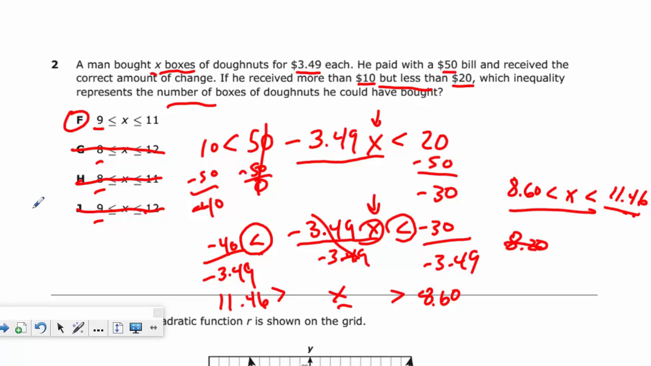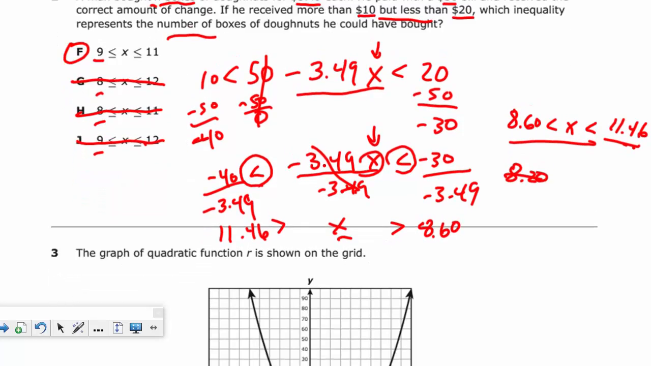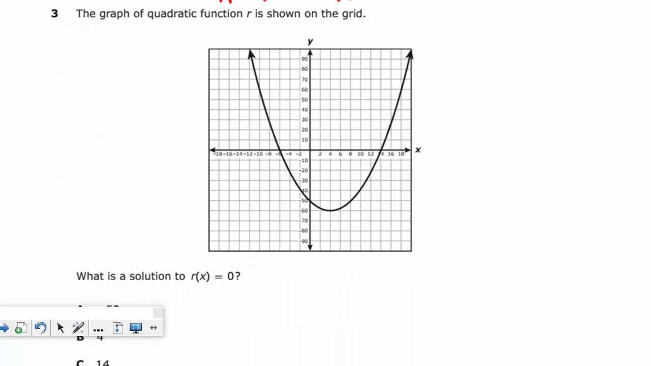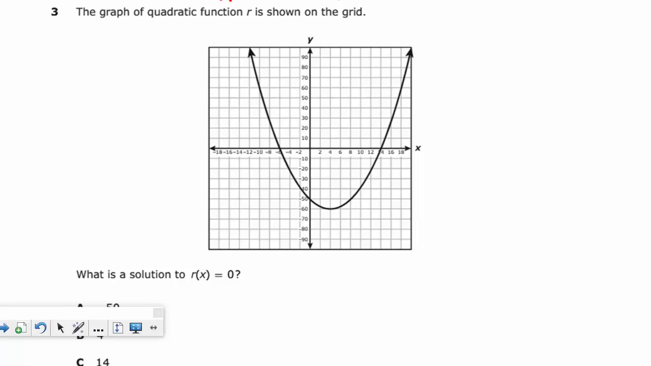This is a kind of challenging question. I'm not going to lie, it's not one of my favorites, but the answer is F for that one. That's a definitely intermediate to difficult question. Let's come down to number 3. This one's a little simpler. In fact, this is very simple. You'll have some easy questions on this test, and you'll have some challenging questions on this test.